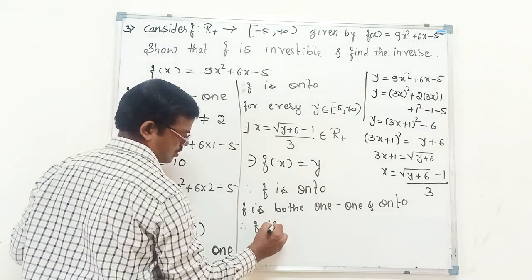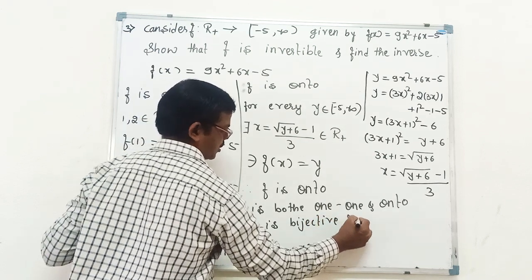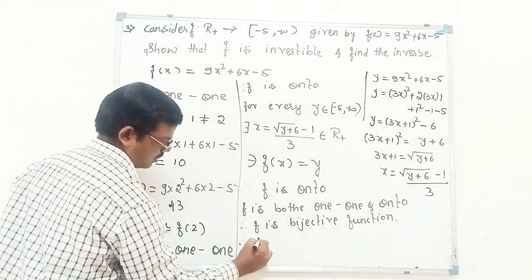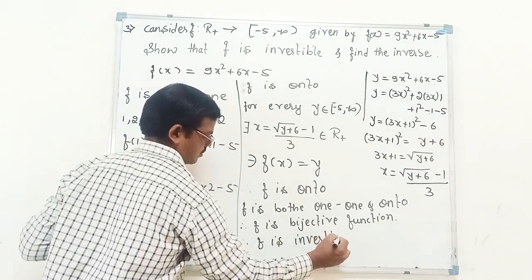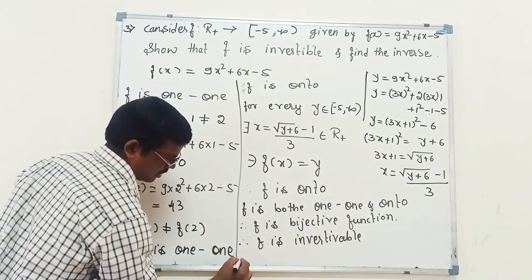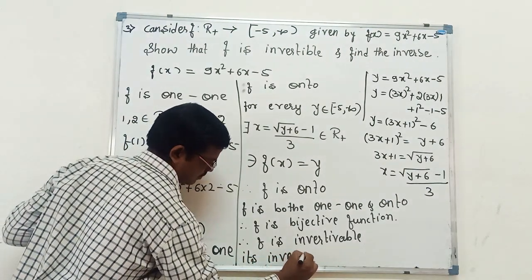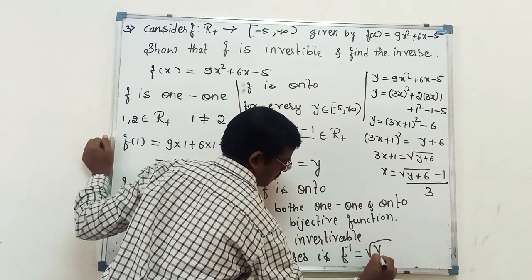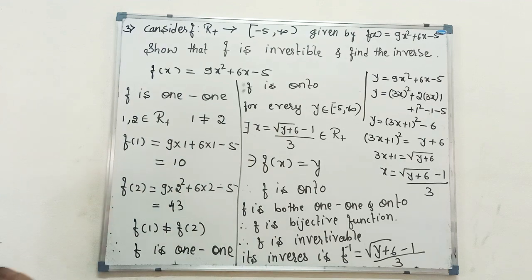Therefore, F is a bijective function. Therefore, F is invertible, and its inverse is F inverse of y equal to root of y plus 6, minus 1, divided by 3. So this completes the problem.